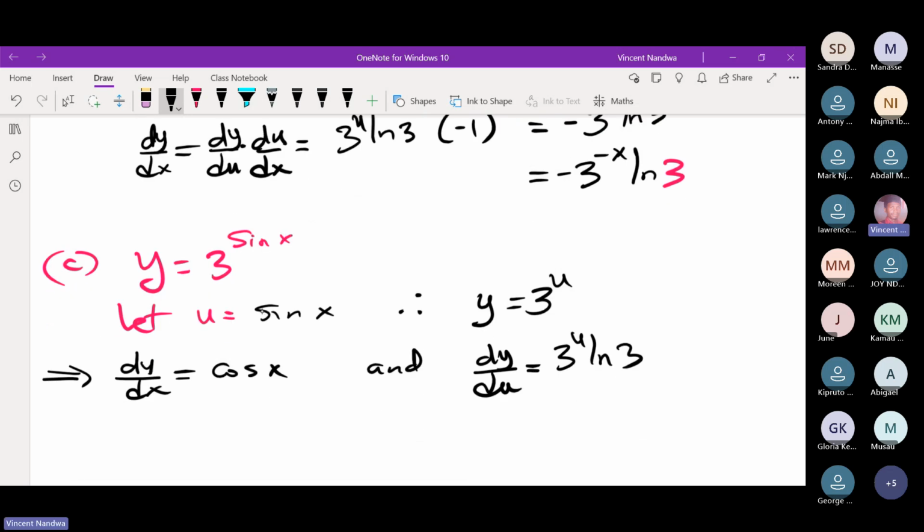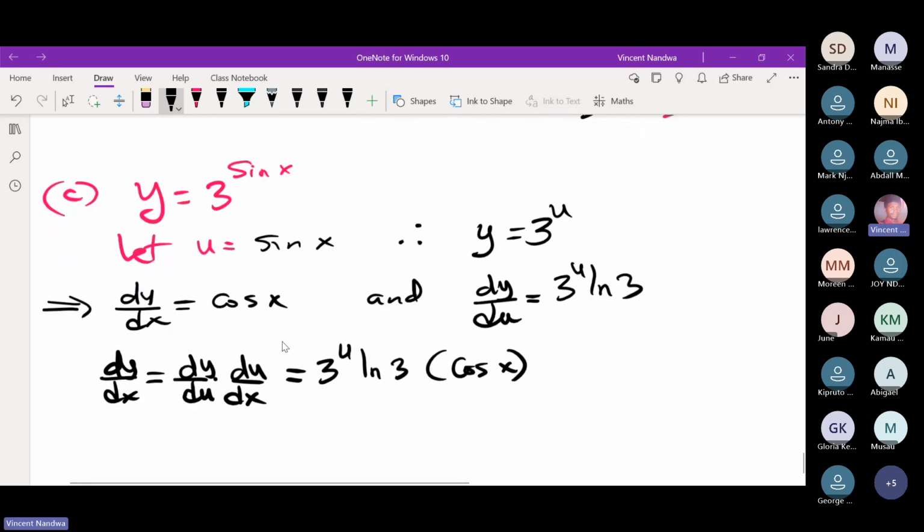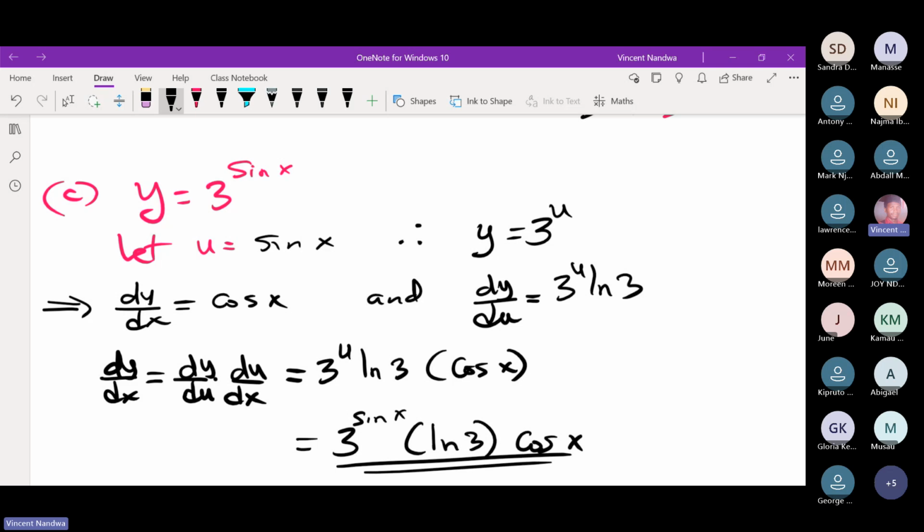So therefore, by the chain rule dy dx is dy du times du dx, which will be 3 power u ln of 3 times cosine of x. This we can write as 3 raised power sine x ln of 3 times cosine of x. So this will be the final answer.